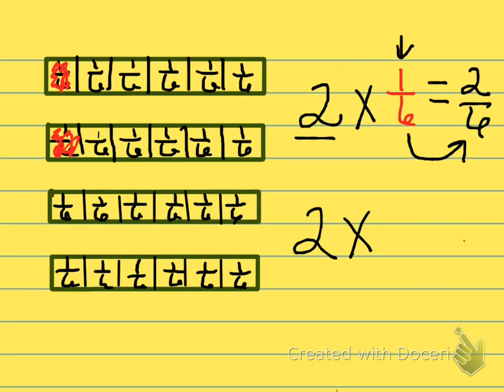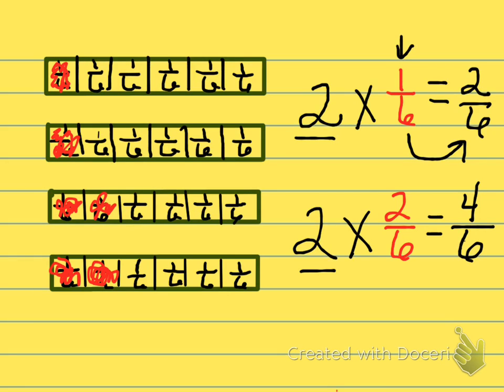But this time what I'm going to do is shade in 2/6 in each bar. So now my fraction is 2 times 2/6. If I look at this, I have 2 bars and I have 2/6 shaded in each bar. So the whole number 2 times the numerator 2 equals 4, and the size of the pieces are sixths. So the whole number 2 times 2/6 is the same as 4/6.